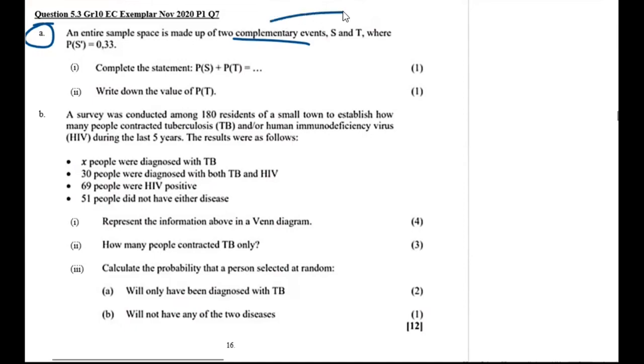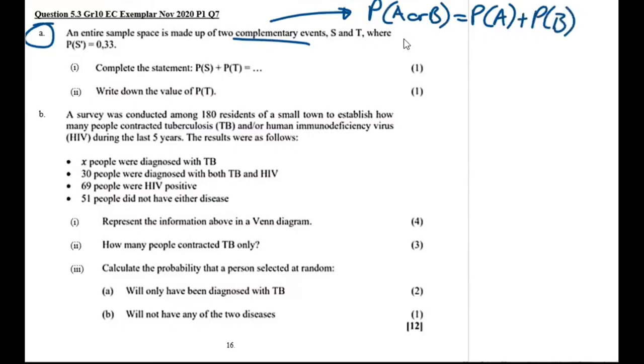Okay, so that actually leads us to 2 bits of information. For it to be mutually exclusive, I know that the probability of A or B is going to be equal to the probability of A plus the probability of B. That's the mutually exclusive part. The exhaustive part tells me that that is going to be equal to 1. So that's what I know with the complementary events. Okay, great. It says that P of not S, do you see they've used here the apostrophe, so that is not S, is equal to 0,33. And it said complete the statement.